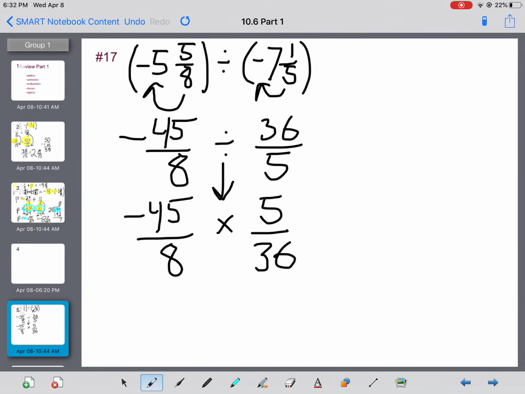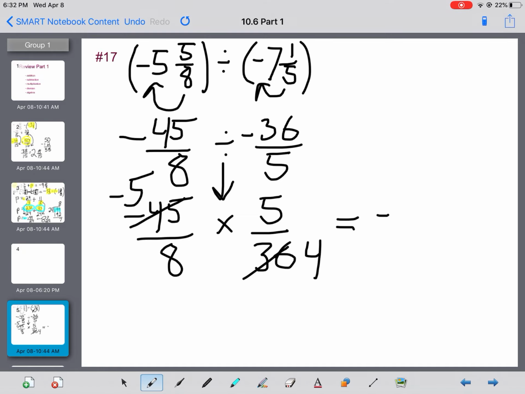Now let's do some cross canceling so I don't end up with huge numbers. So if I think carefully, 36 and 45 can both be divided by 9. So I get -5 over here, and then 36 divided by 9 is 4 over here. Makes it a little bit easier. I multiply my tops, so I get -25. But as I think about my negatives, I realize that I've made a mistake.